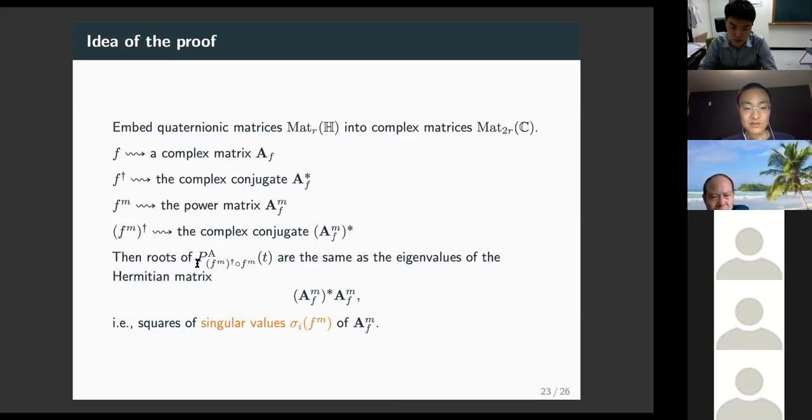And the roots of this orthogonal polynomial are the same as the eigenvalues of a Hermitian matrix. So this map F to the m, composed of F_m, corresponds to this Hermitian map. So the roots of this orthogonal polynomial are the same as this eigenvalue. So the eigenvalue of this Hermitian matrix is just the squares of the singular values of A_F to the m.